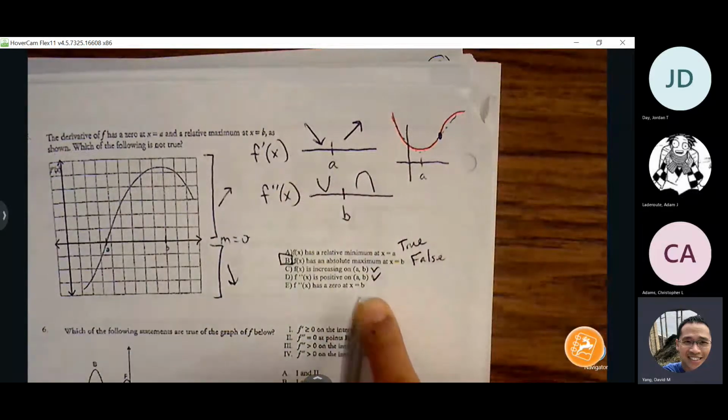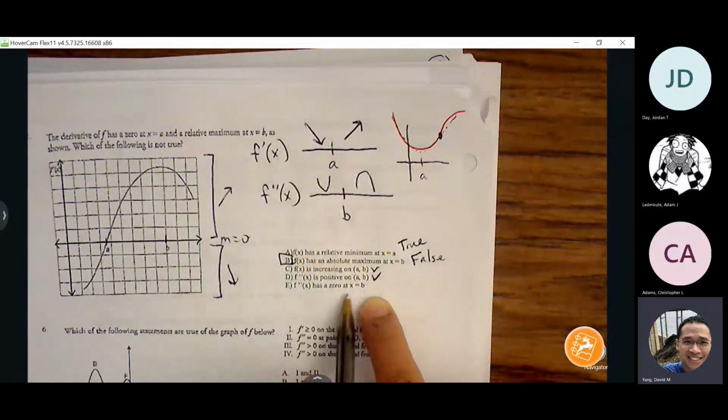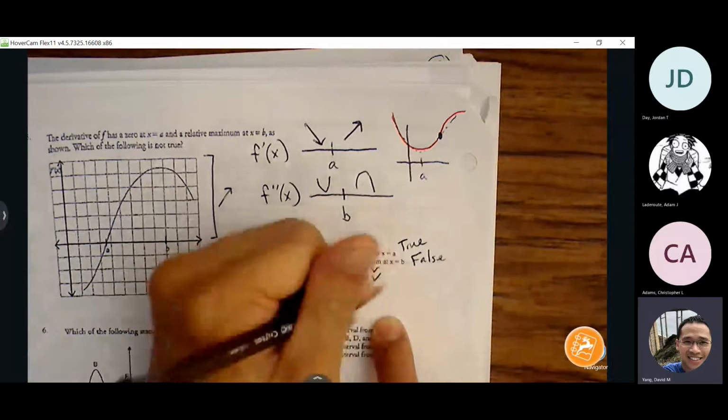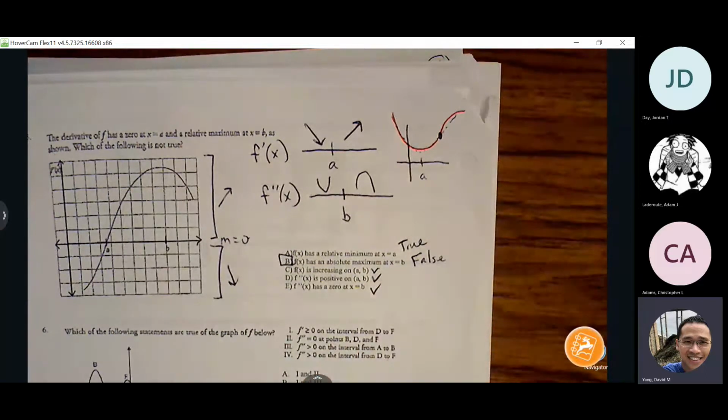F double prime has a 0 at x equals b. That is true. That's a point of inflection. Point of inflection is definitely a second derivative value of 0. Okay. Those are our good reviews.